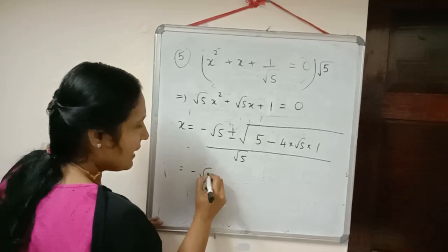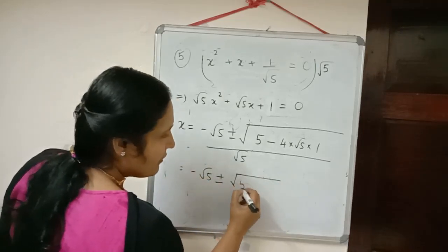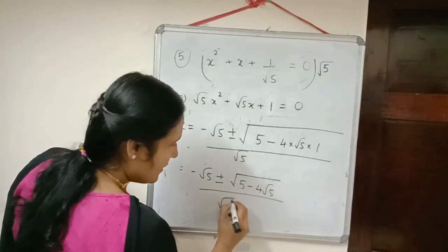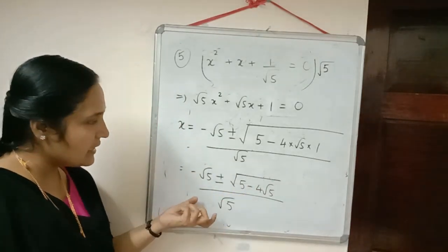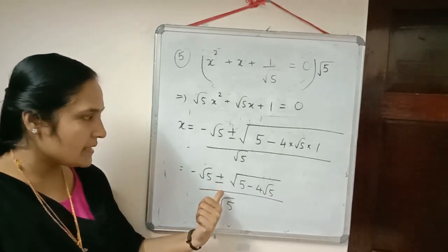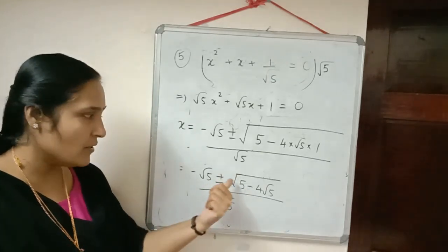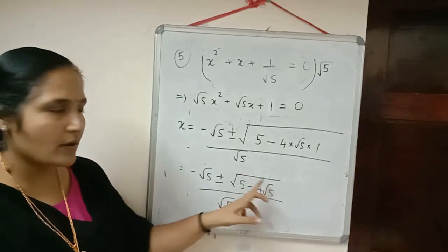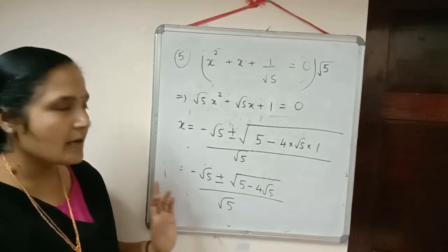So we are getting here minus root 5 plus or minus square root of 5 minus 4 root 5 by root 5. Since this one we cannot simplify, you can leave the answer here only. X is equal to minus root 5 plus or minus, if you want you can take it outside, but that will be difficult for you. So you can leave your answer here only. Minus root 5 plus or minus square root of 5 minus 4 root 5 by root 5.